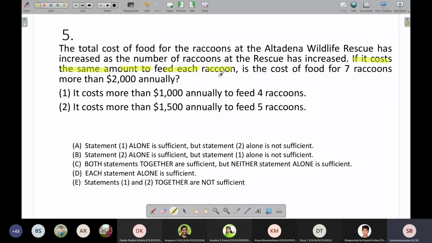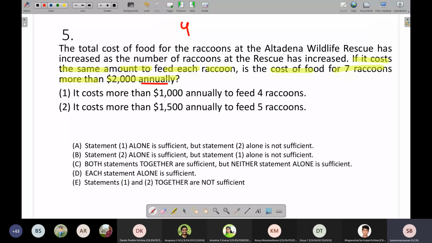Now, the question is: is the cost of food for 7 raccoons more than $2,000 annually? That is the question. So you are considering the annual cost here. Is it more than $2,000? So tell me, what is the type of question that is presented here? If it costs the same amount to feed each raccoon, is it more than 2000? So what is the nature of the answer here? Can you tell me? The answer nature is yes or no type.